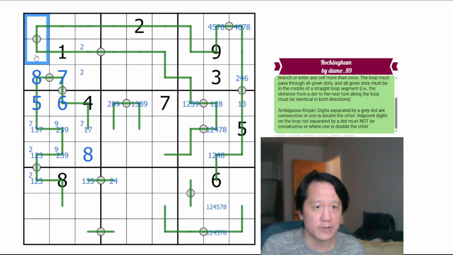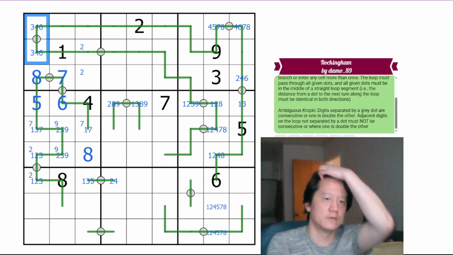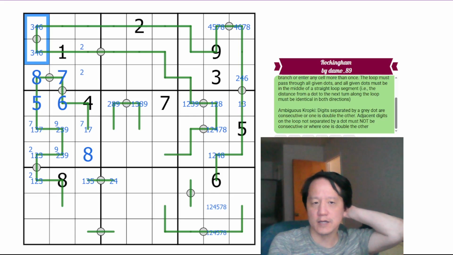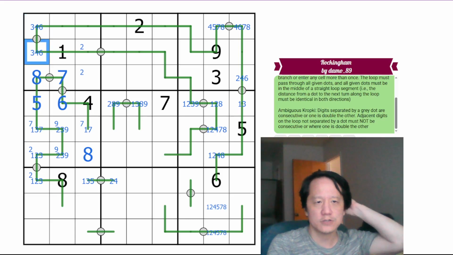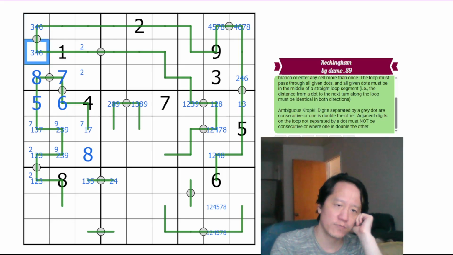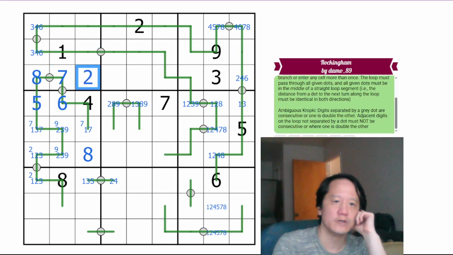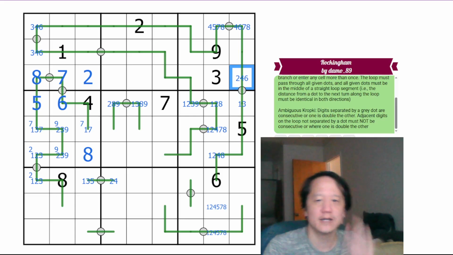What digits can be here? Cannot be 2. We could have no 1. It could be 3, 4, no 5, 6, no 7. 8 or 9. It cannot be 8, and 9 would force that to have an 8 next to it. So this has to be either 3, 4 or 3, 6. 2 cannot be here because that would be consecutive with a 1. So 2 has to be here, which means this cannot be 2.